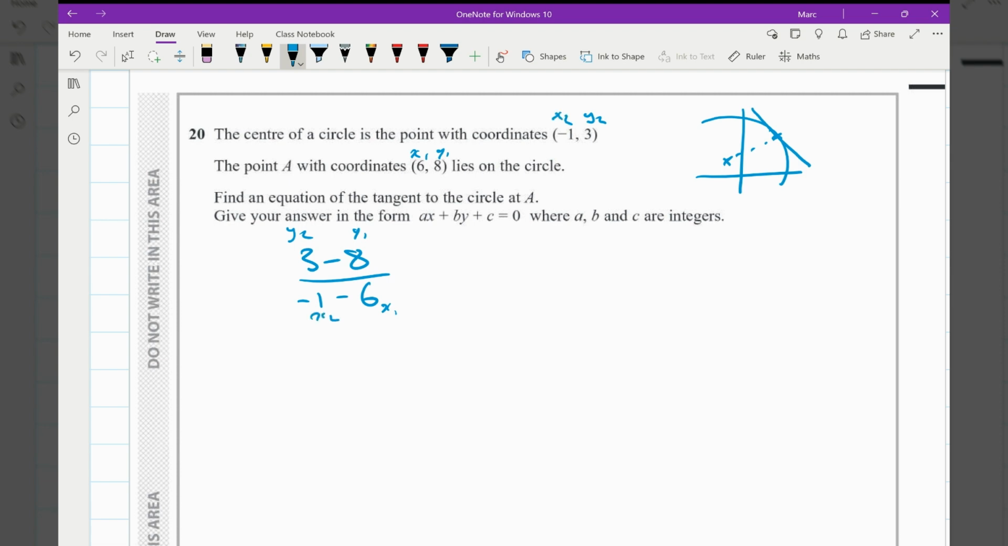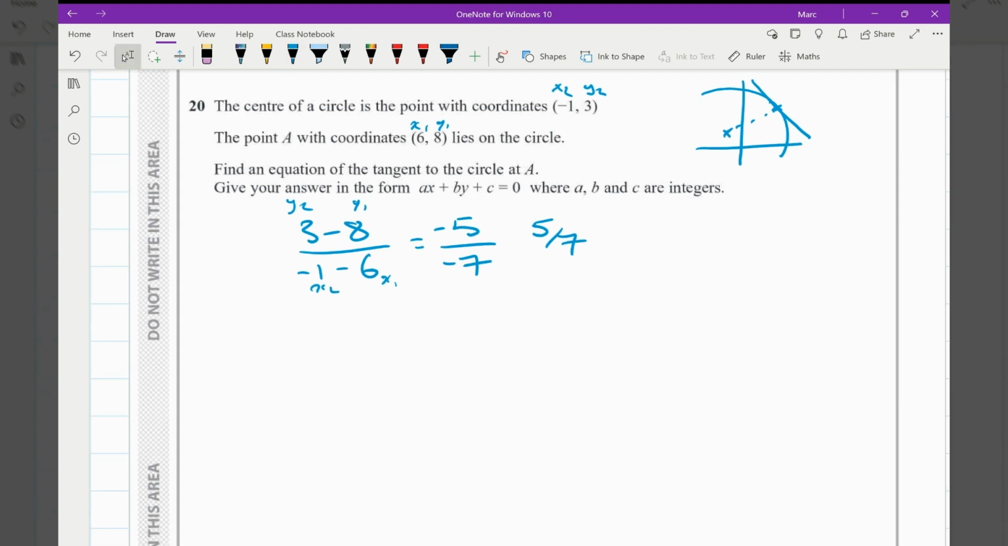So as you can see, those coordinates need to be on top of each other in this calculation. And then 3 take away 8 is -5, sorry, -1 minus 6 gives me -7. So that's got a gradient of 5 over 7. Good, positive, happy. Next bit.